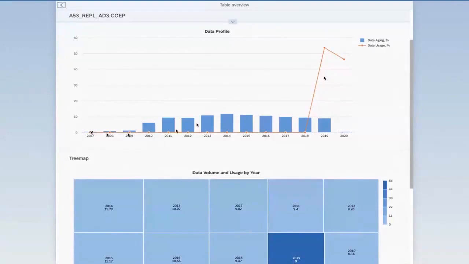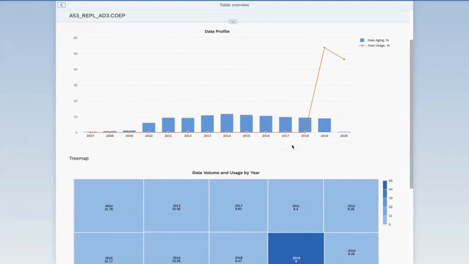Now, again, you can go in here and really see, okay, what is the data footprint of this table? So you see that there is data all the way back from 2007, 8, 9, 10, all the way to the current years. But if you look at the actual data usage, so the querying that's done by users to fetch the data, that's really just on the last 2 years, a little bit on the current year, but the vast majority is on the year 2019.